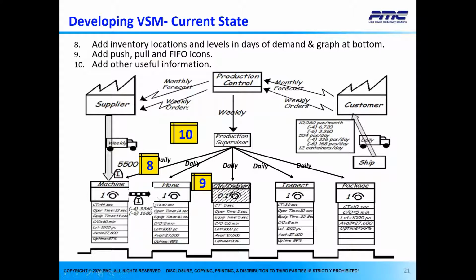In between the machining and honing operation, we have a mixture of 3,360 versus 1,680. And in between honing and cleaning or deburring, there is 3,500 pieces in inventory. Between cleaning and inspection, we have 2,000. Inspection and packaging, we have 2,000. As the finished, we have 2,000.